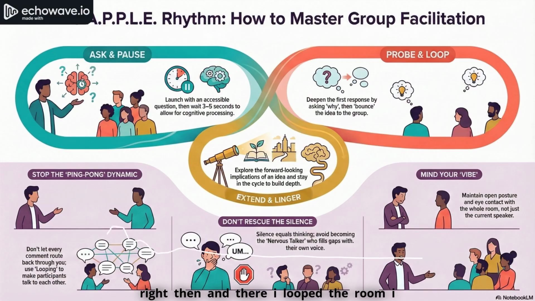I looped the room. I took your specific friction point and bounced it to the rest of the group to see if it was an isolated issue or a systemic one. And if we had kept going, once the group agreed it was a problem, you could have extended the conversation by asking, if we consolidated to just one platform, what are the implications for our external client communications? Right. The flow is just incredibly natural.